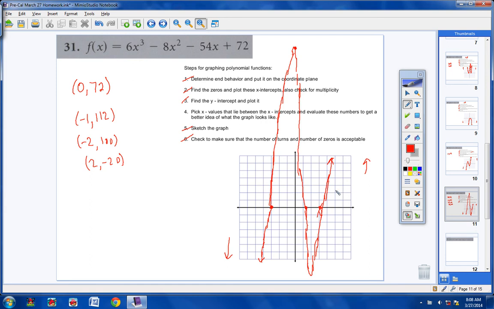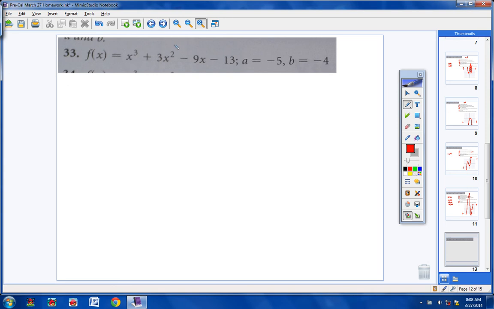Everything looks good, but we've already checked our number of turns, we've checked our zeros, the end behavior matches, so we're done, we're good. Everything looks really good. Okay, so that was a lot of work to do, and I know that. That was 13 through 31 odd, that's 10 graphs that we did. That's a lot, but at least they're done and we're moving on. Now we have 4 problems, these will go pretty quickly, okay?